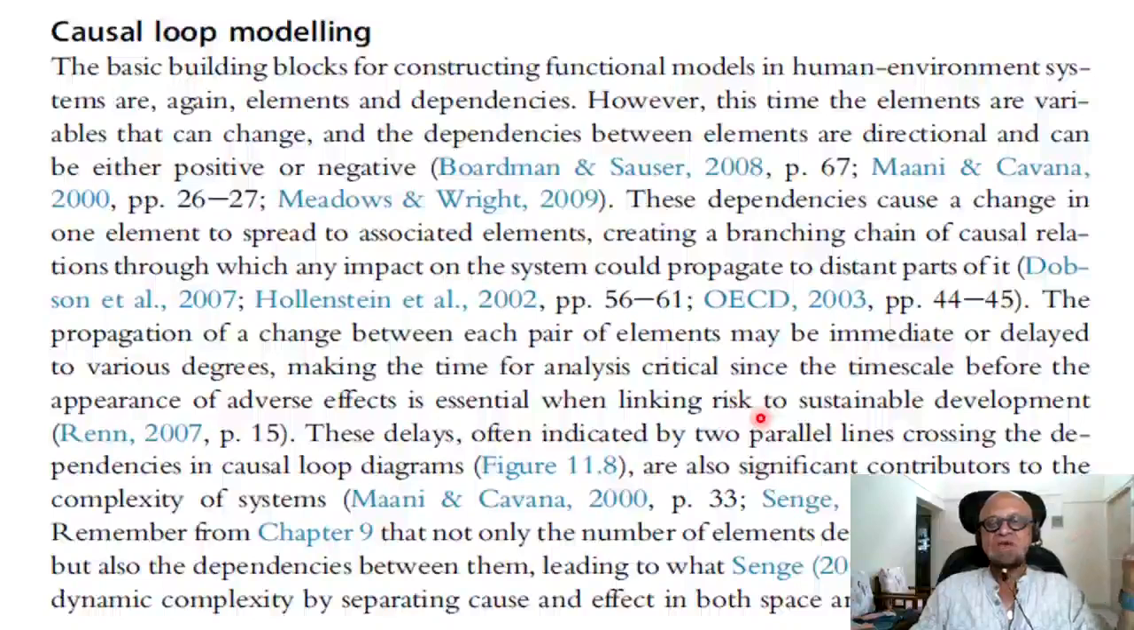Or if you are smoking, you may well be aware that it's not good for you, but there may be a delay in terms of the response in actually stopping. But there are of course details as to why smokers smoke and why they have a hard time quitting, and so on and so forth. So systems are always complicated. So the delays, often indicated by two parallel lines crossing the dependence in a causal loop diagram, as we'll see in a minute, are also significant contributors to the complexity of the system.